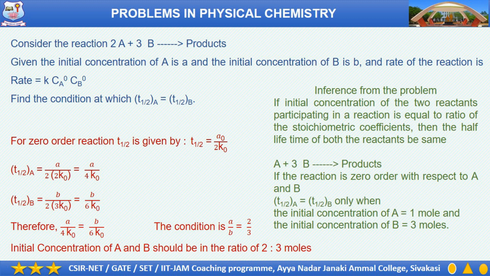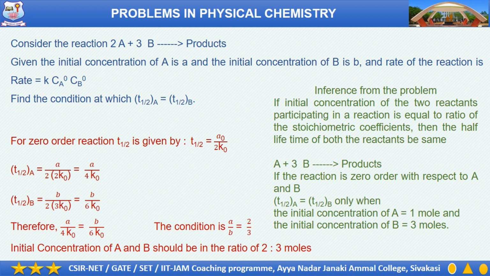What do you mean by this? The initial concentration of A should be 2 times and the initial concentration of B should be 3 times. For example, if you take 2 moles of A, then the B concentration should be 3 moles. That is according to the stoichiometry. Or if the concentration of A is taken to be 1, then B concentration should be 1.5.